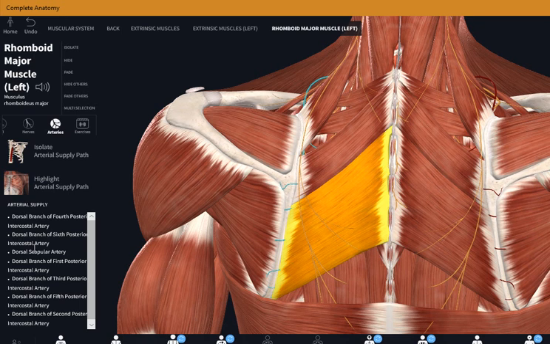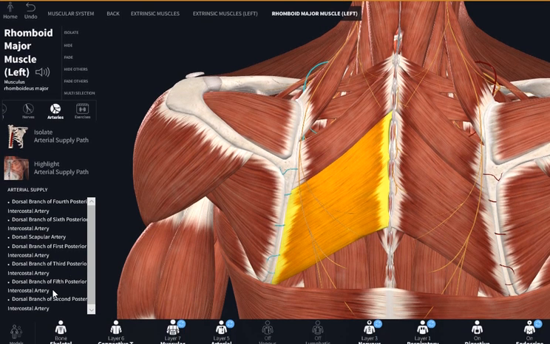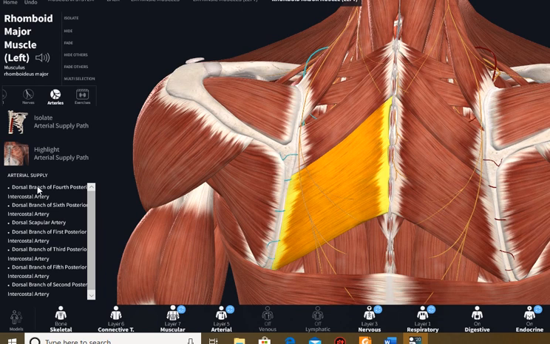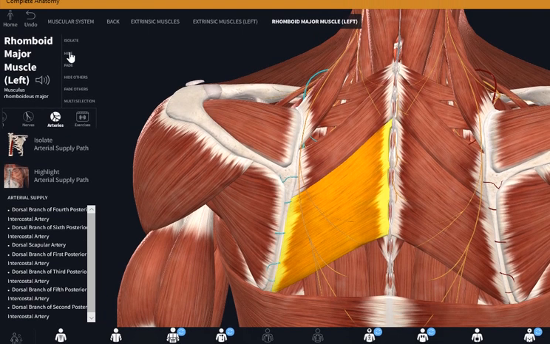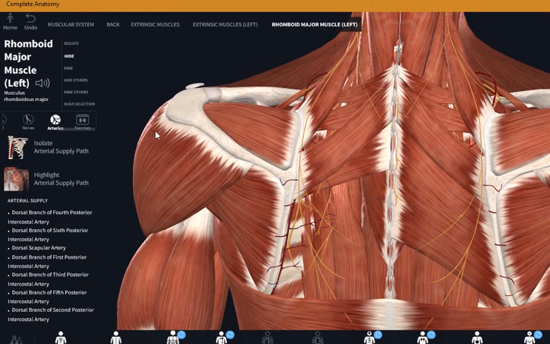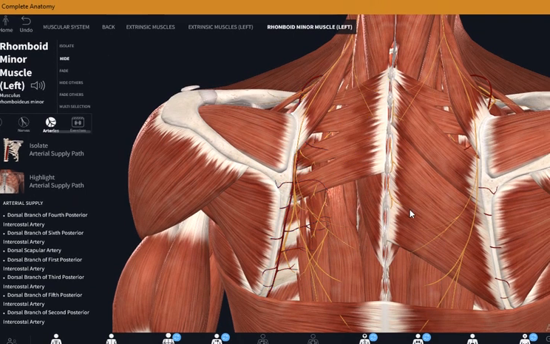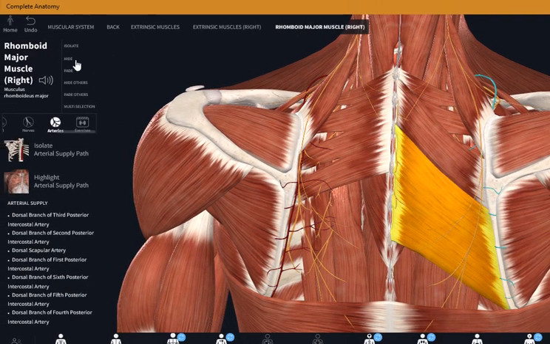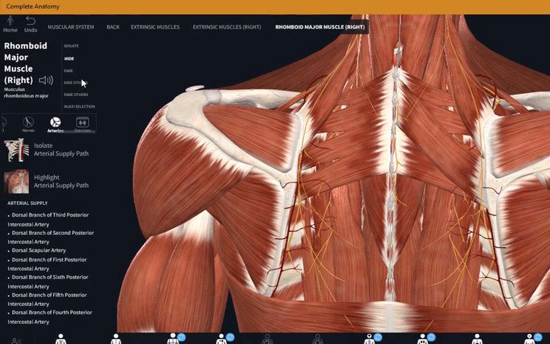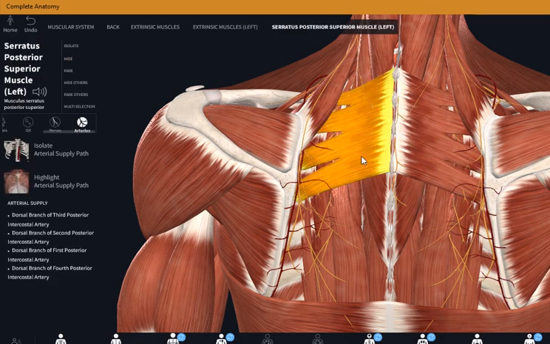The posterior intercostal arteries are the ones involved. So we can now hide this one, and we hide the other one here. So these are the two rhomboids which have been shaded. Now we hide the two rhomboids. Now at this portion you have another one, the serratus posterior superior muscle. We have the serratus posterior superior muscle here.